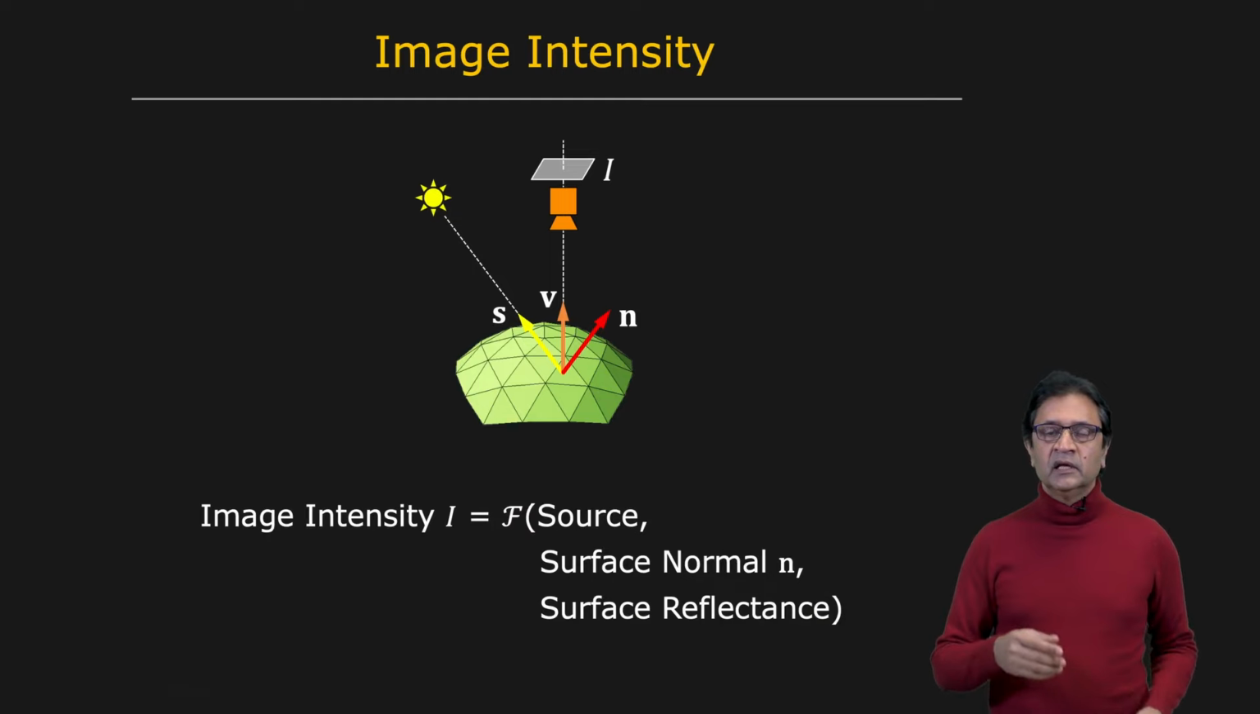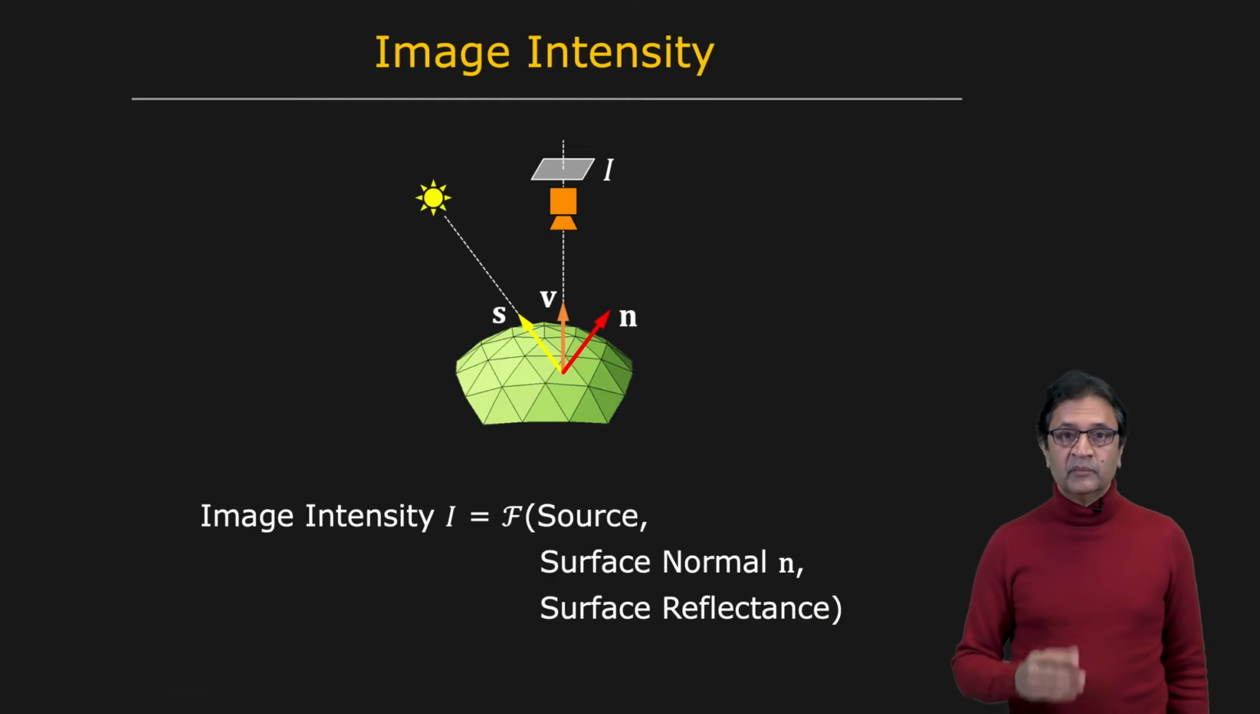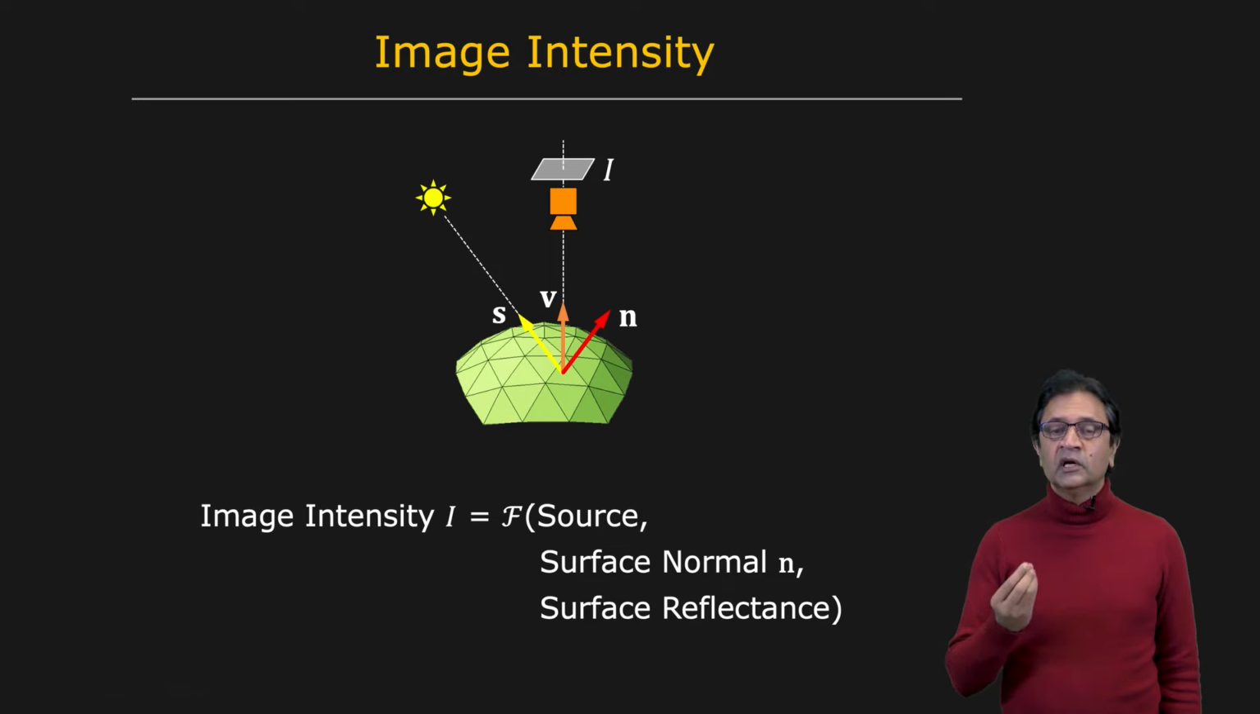So now, with all that in place, we are ready to develop our first method for recovering three-dimensional shape information from image intensity values. And this method is photometric stereo. First, let's take a look at the factors that affect image intensity. Let's say you measure one intensity in an image. What are the factors that drive that intensity value?